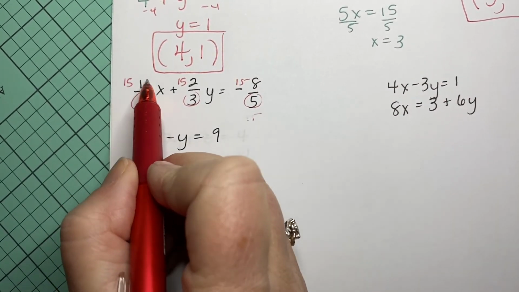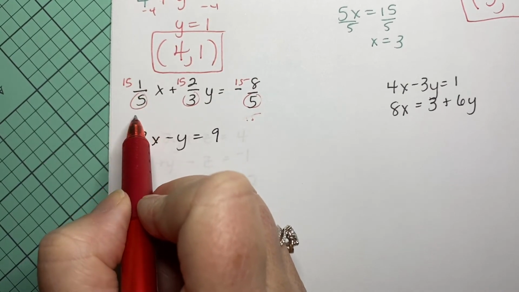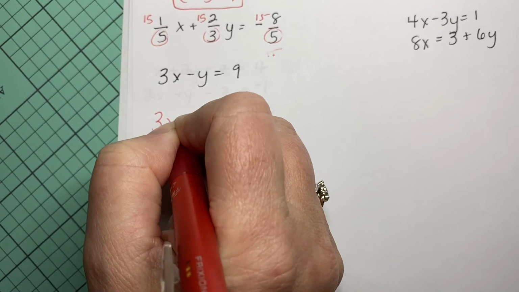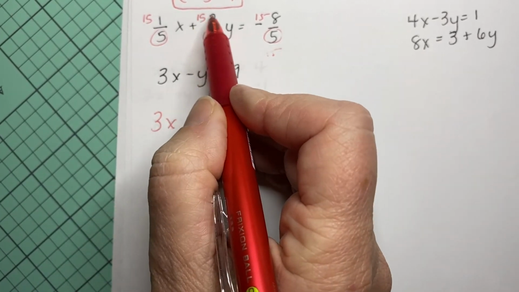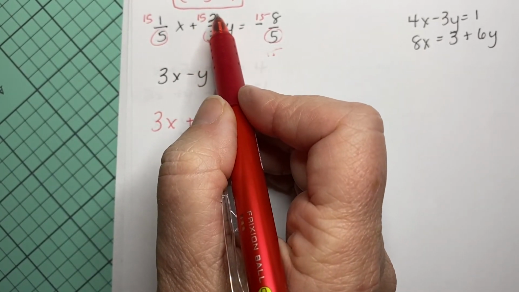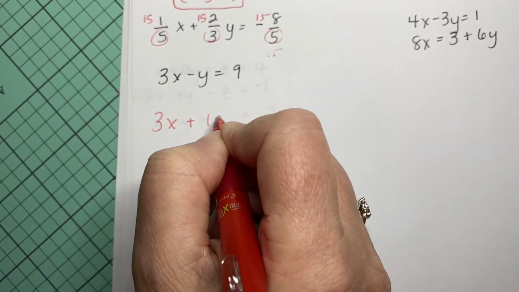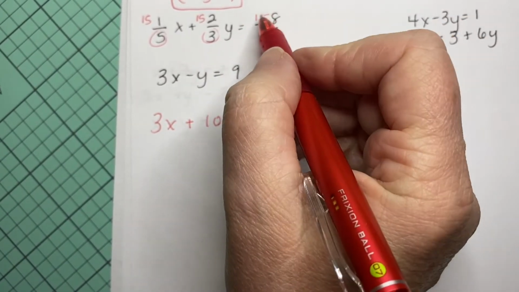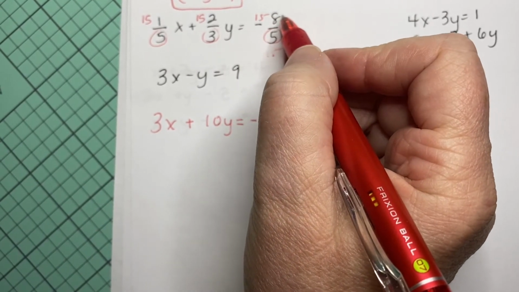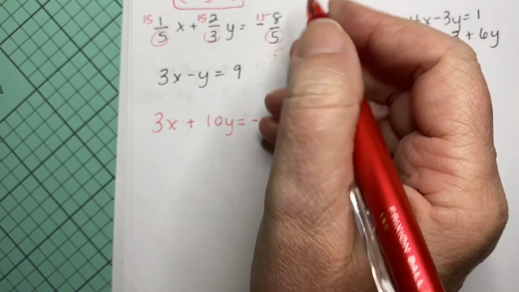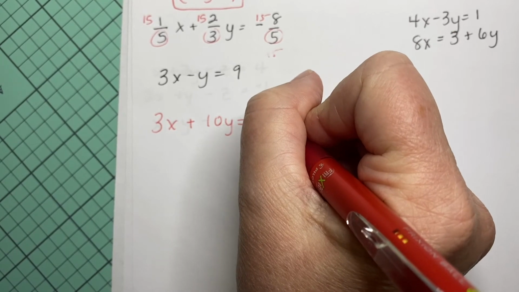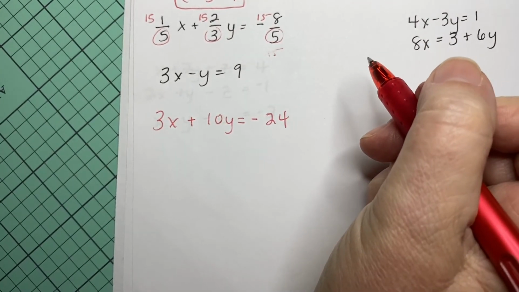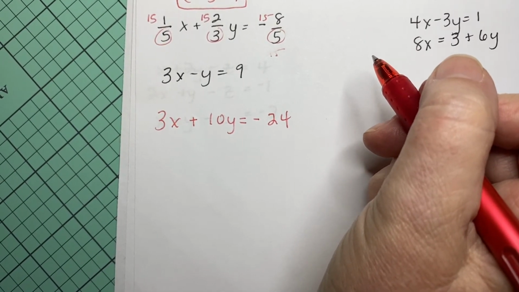So we're going to say 15 times 1 is 15, divided by 5 is 3x, plus 15 times 2 is 30, 30 divided by 3 is 10y. And then a negative, and then 15 times 8 is 120, divided by 5 is, is that 24? Yeah, 24. So I got rid of my fractions in the first step.